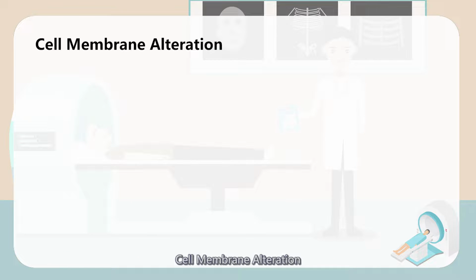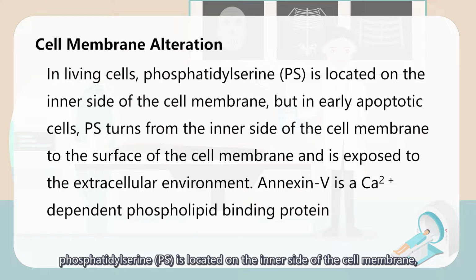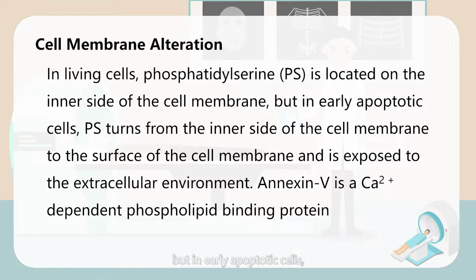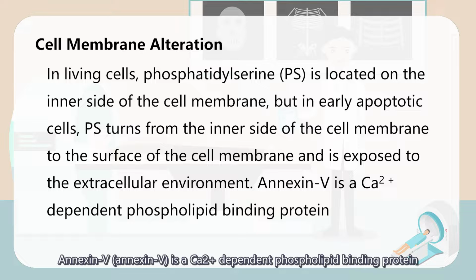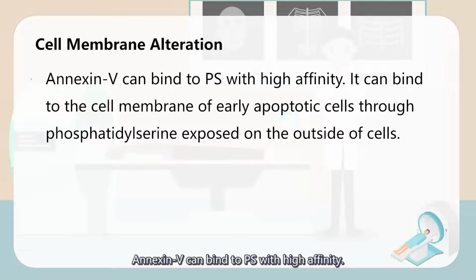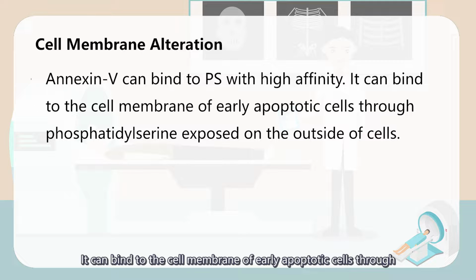Cell membrane alteration in living cells: phosphatidylserine, we call it PS, is located on the inner side of the cell membrane. But in early apoptotic cells, PS turns from the inner side of the cell membrane to the surface of the cell membrane and is exposed to the extracellular environment. Annexin 5 is a calcium 2 positive dependent phospholipid binding protein. Annexin 5 can bind to PS with high affinity. It can bind to the cell membrane of early apoptosis through phosphatidylserine exposed on the outside of the cell.